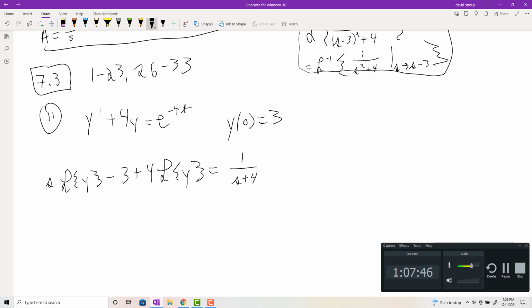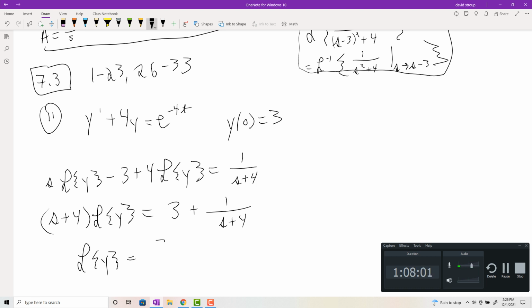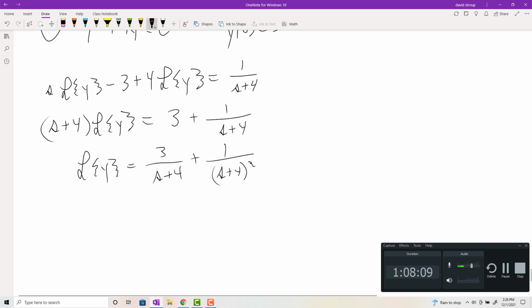So collecting the Laplaces together, I'll have s plus 4 times Laplace of y. Move the 3 to the other side, I get 3 plus 1 all over s plus 4. Divide by s plus 4, so Laplace of y is going to be 3 all over s plus 4 plus 1 all over s plus 4 squared. Okay, so that's going to be a translation there.